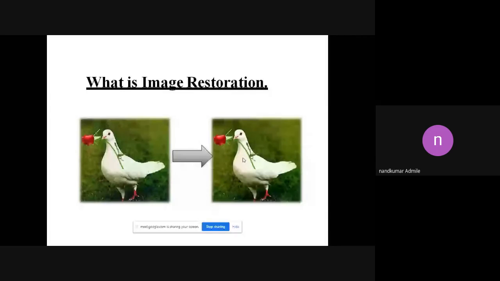So in image restoration we can use two types of filter. One is an inverse filter and another is a Wiener filter. As in image enhancement we use the low pass filter, high pass filter, and the Butterworth filter, in image restoration, to remove the noise, we use two types of filters: one is an inverse filter and another is a Wiener filter. That part we can study later.